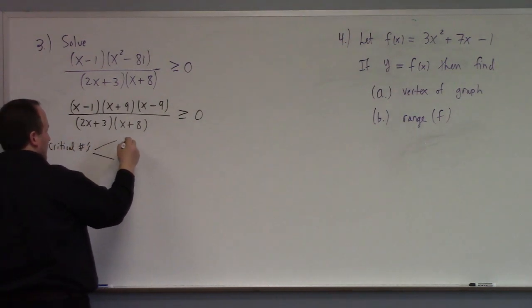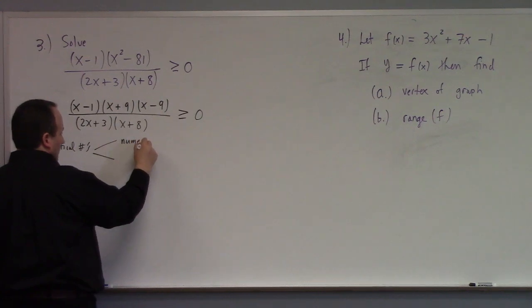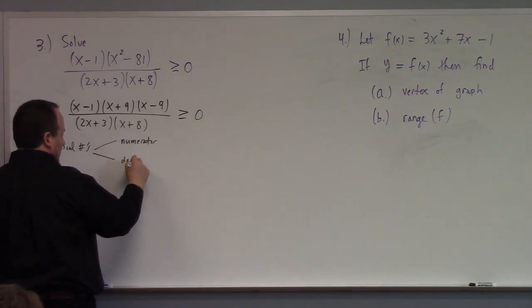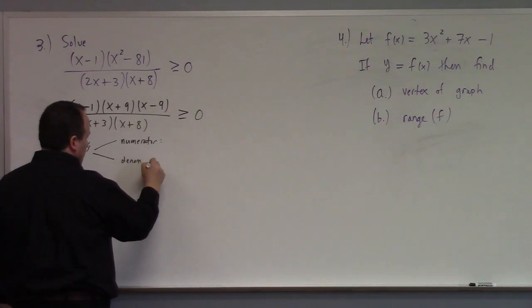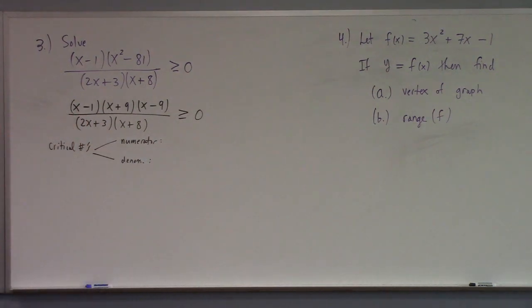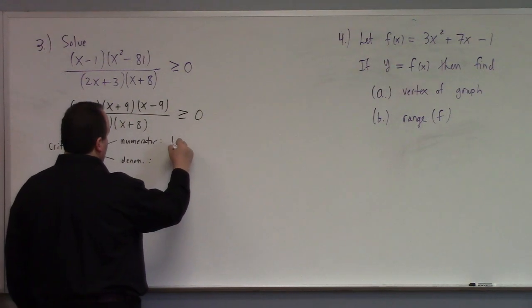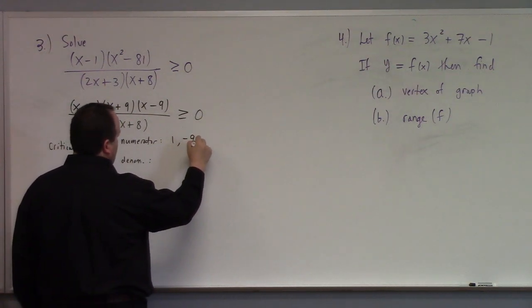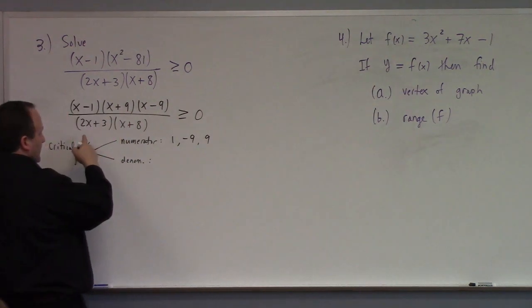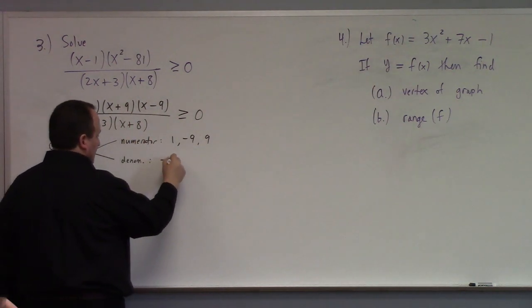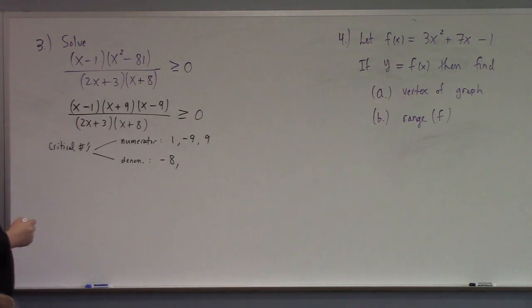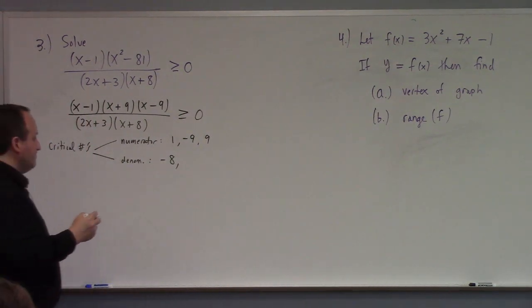Let's put them in 2 different buckets. Let's put them from the numerator. Let's talk about the denominator ones, right? Because you should keep in mind which are which, because if your critical number is in the denominator, that cannot be included in the solution set, right? Because that means there's division by 0. We should never put those into the solution set. That's the thing we saw over and over again, right? So the numerator critical numbers are 1, 9 and minus 9. Denominator, your critical numbers are, well, the easy one's minus 8. What else? Negative 3/2, very good.